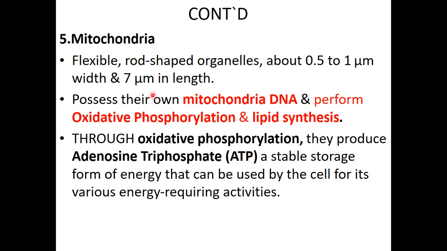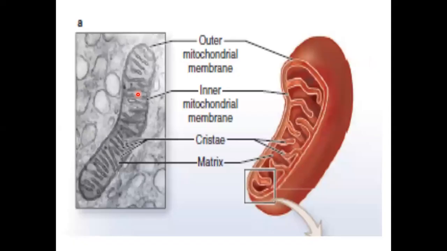Mitochondria is rod-shaped. This is mitochondria here. This is mitochondria as well. Now, mitochondria, just like the nucleus, has two membranes also. So it is one of those organelles that are membrane bound. It has an outer membrane and an inner membrane.